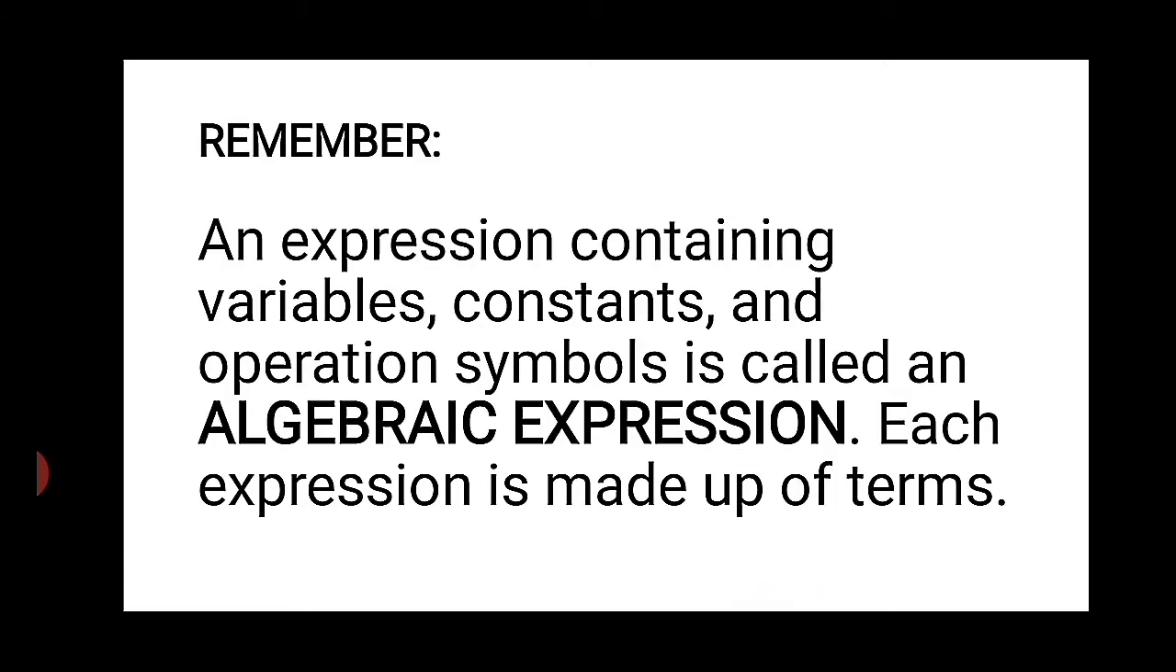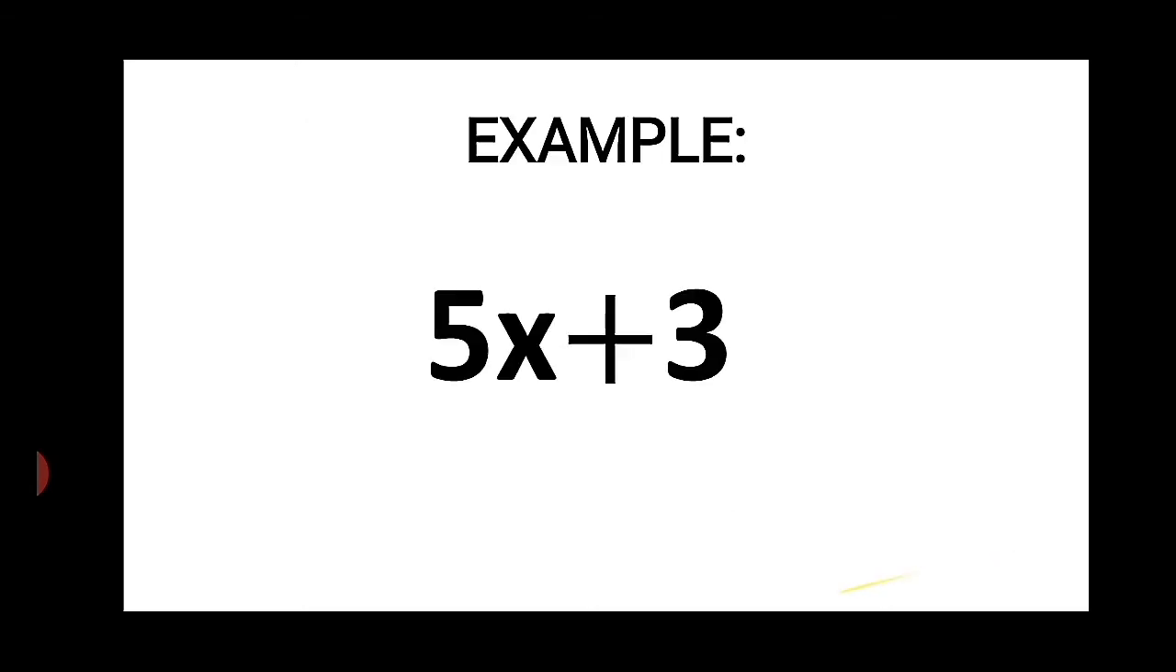So an expression containing variables, constants, and operations is called an algebraic expression, or simply an expression. Each expression is made up of terms. As I said earlier, an expression can have one term, two terms, three, or many terms. It depends. Okay. Example here: 5x plus 3.